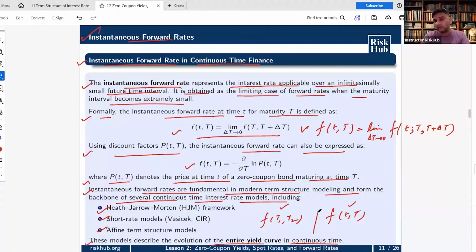Instantaneous forwards are the state variables in HJM. They are the object that short rate models such as Vasicek and CIR must reproduce at time zero to match today's curve.